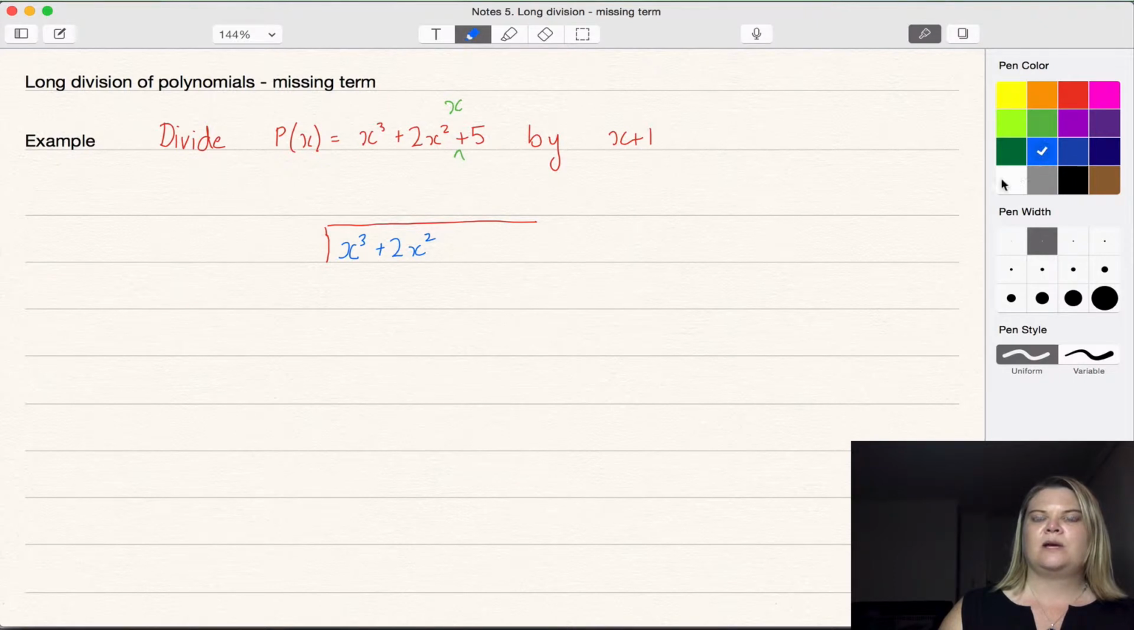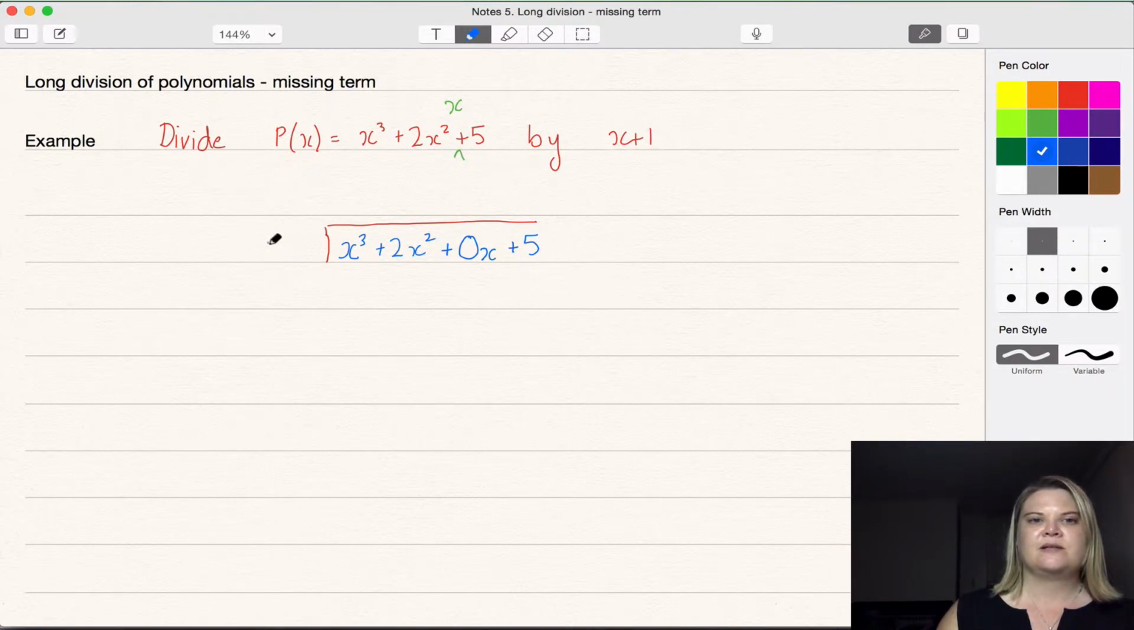When we use our long division, we set it up the same way. So you need to write out the polynomial on the inside of the division sign. But when you get to the missing term, you need to make sure that you add that one in. So I'm going to add it as a 0x because that's the same as nothing. And then we put the plus 5 on the end. So wherever your term is missing in the line, you need to put a 0. If it was a missing x squared term, you put 0x squared.